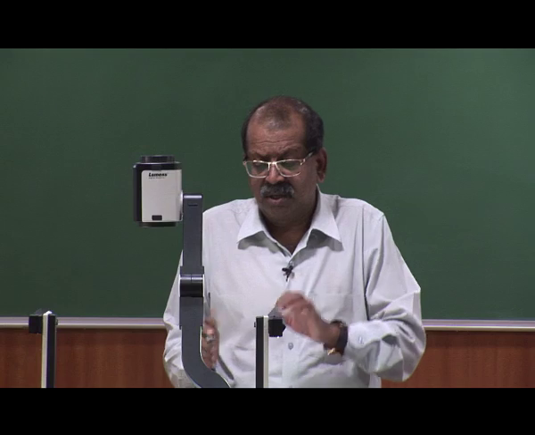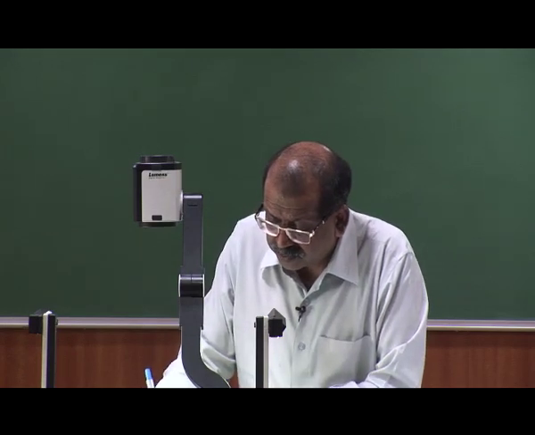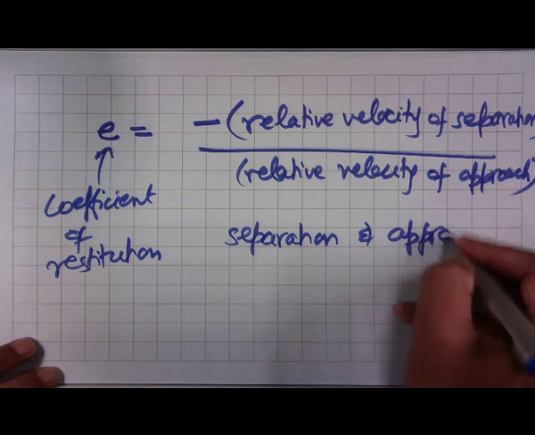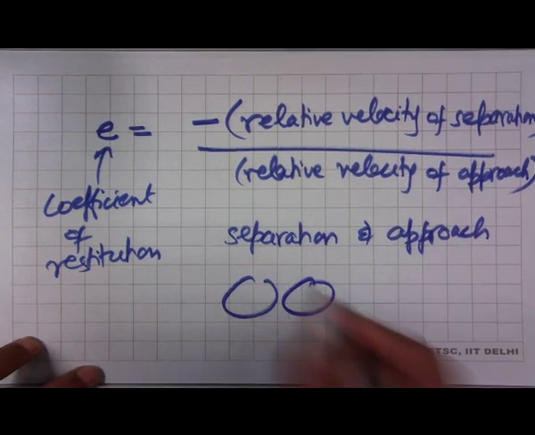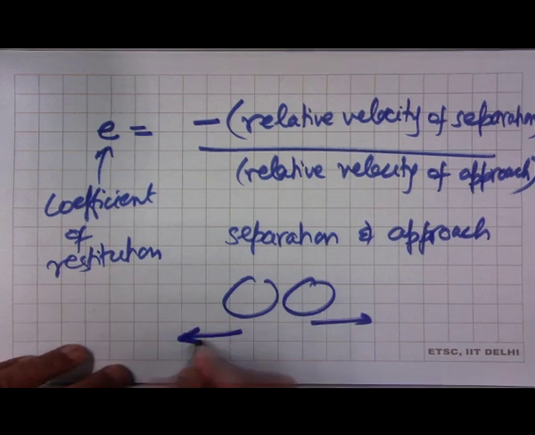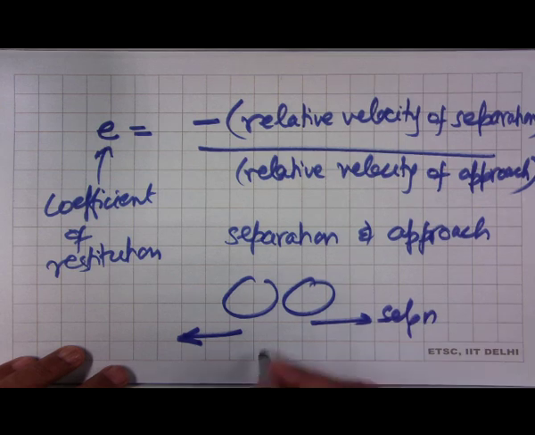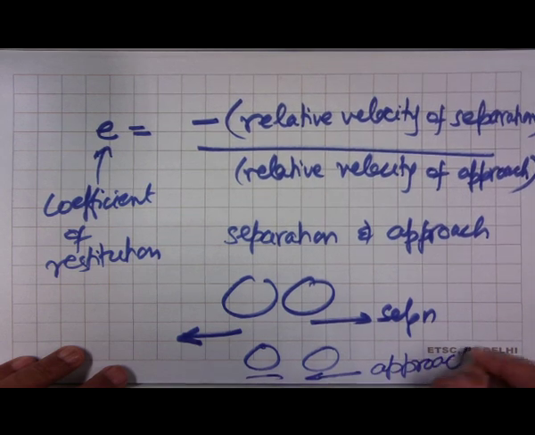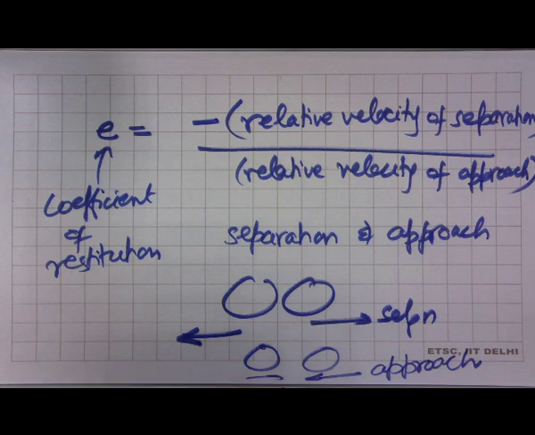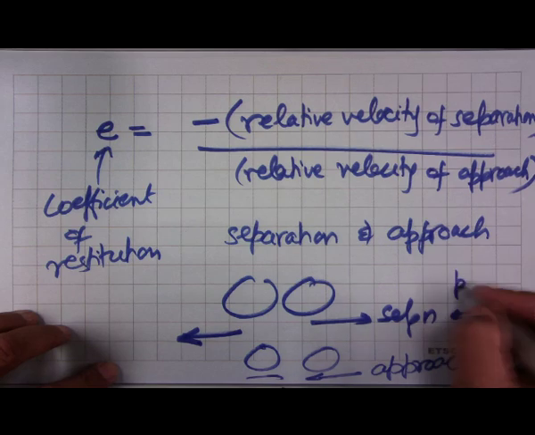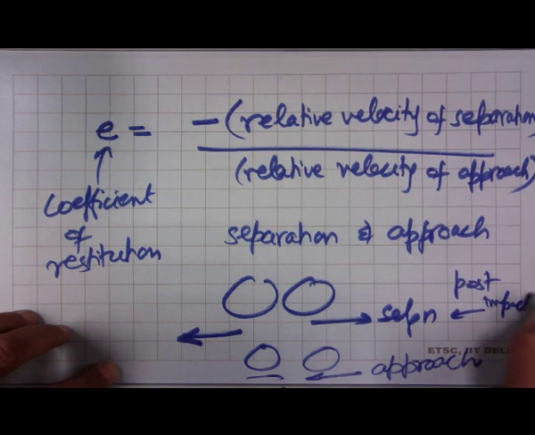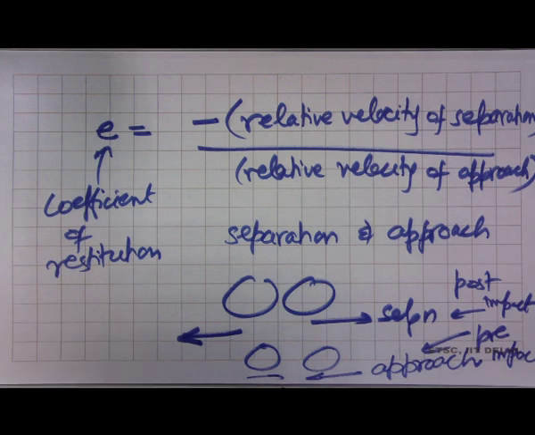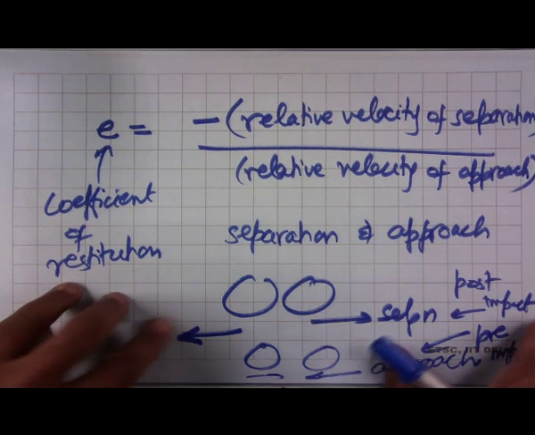Let us understand how to do this. Let us very carefully see this. First of all, when we talk of separation and approach, separation will mean when the bodies are leaving. So, this is separation. Approach is when the bodies are coming together, for the case which I have done. So, separation is always post impact and approach is pre impact. So, that is what we mean by separation and approach.